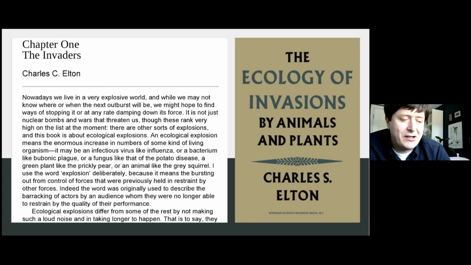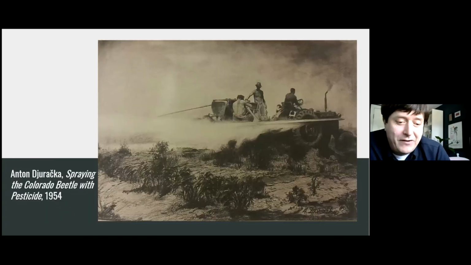And notably, this battle against non-native species found its way also into the thematic framework of socialist realist art. For example here, Anton Jurecka's Spraying the Colorado Beetle with Pesticide from 1954. And as you can see, it depicted bare-chested workers on top of a tractor spraying this kind of haze of pesticides over infested potato fields in this heroic effort to eradicate the Colorado beetle from the territories of what was then communist Czechoslovakia.